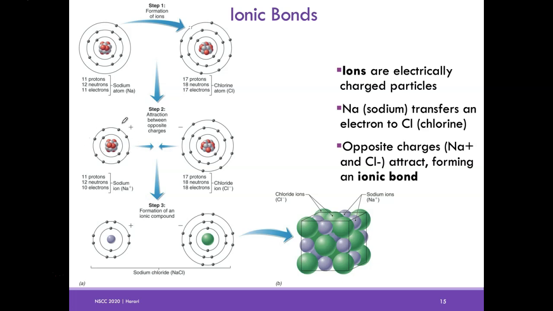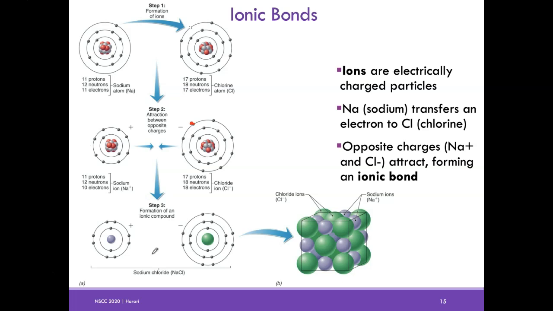Right? So without an extra electron in its outermost shell, we call this a sodium ion with only 10 electrons. And then since chlorine gains that extra electron, this was a new electron just added, it now has 18 electrons and it's negatively charged. And what do we know about positive and negative? They're drawn to each other.